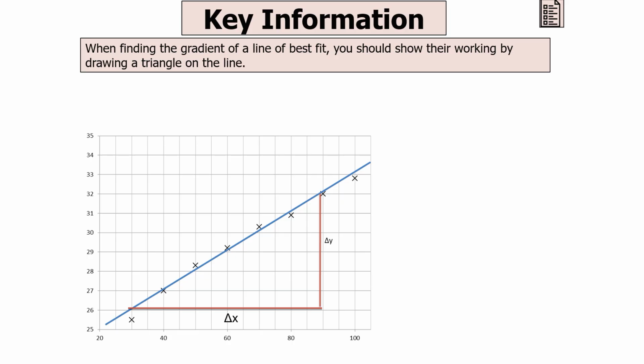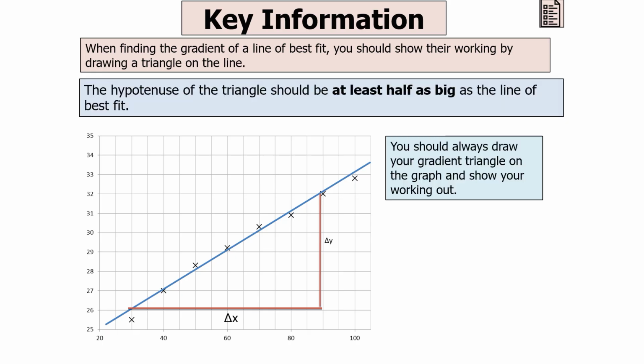and you should always do this by showing your working out by drawing a triangle on the line. Now you'll see here that the line of best fit forms a hypotenuse. The hypotenuse of this triangle should be at least half as big as the overall line of best fit. You should always draw your gradient triangle on the graph and show your working out.